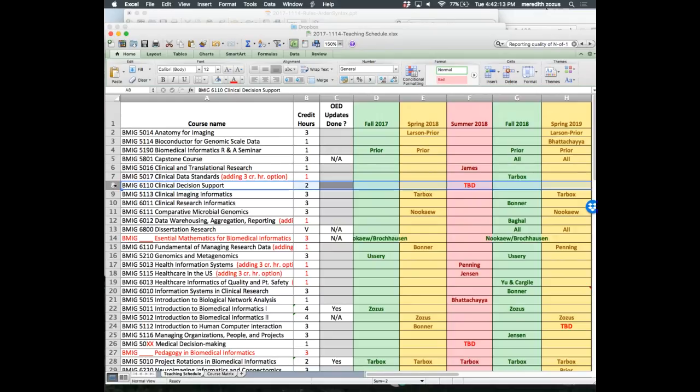Well, there's a lot of overlap between those two tracks. Yeah, because you can't practice clinical research informatics today without understanding how information is managed in the clinical system. Exactly. So that's when it'll be taught.